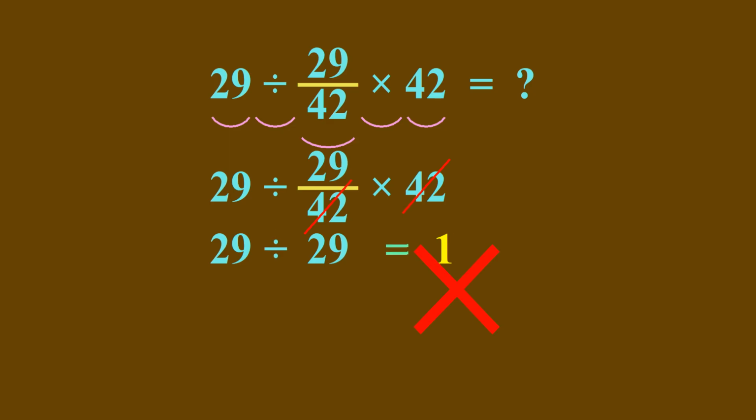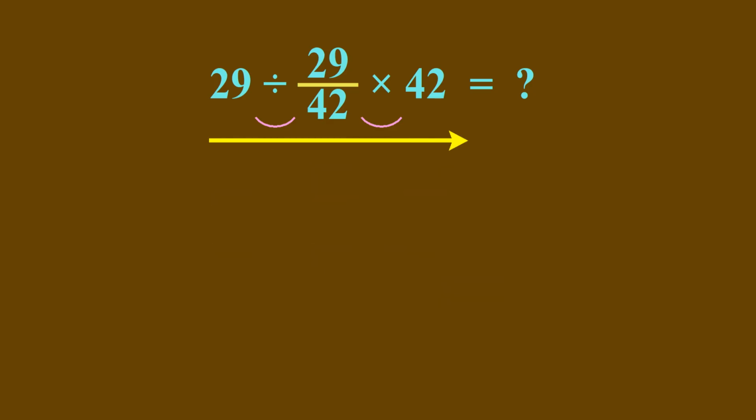But this answer is not correct because according to the order of operation, multiplication and division have equal priority and we have to work from left to right. So we have to do this division first, then this multiplication. If you do this multiplication, then this division, it's wrong. So we have to do this division first.